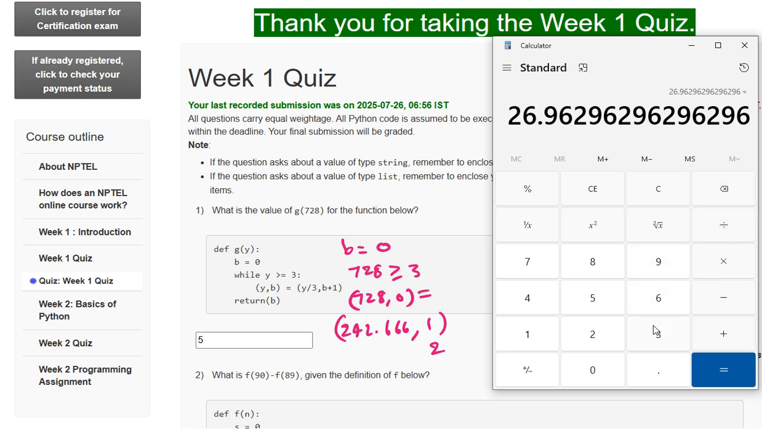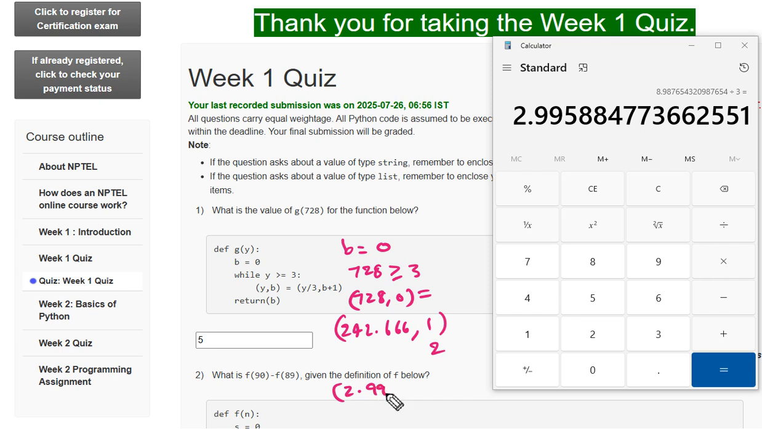Once again divided by 3. This is the fourth iteration. Once again divided by 3. This is the fifth iteration. So in the fifth iteration, we got the value as 2.995 and so on, comma 5.